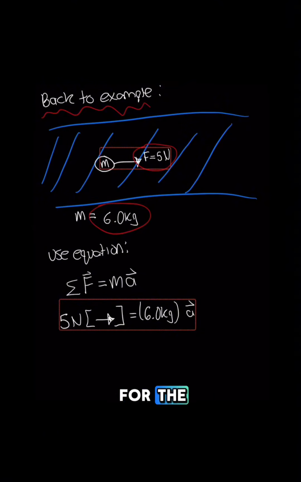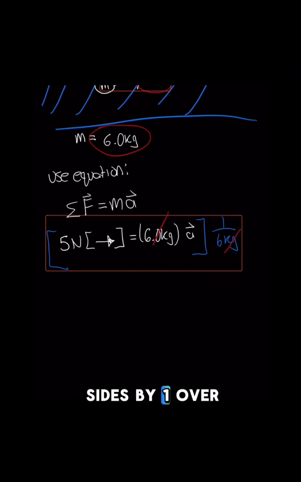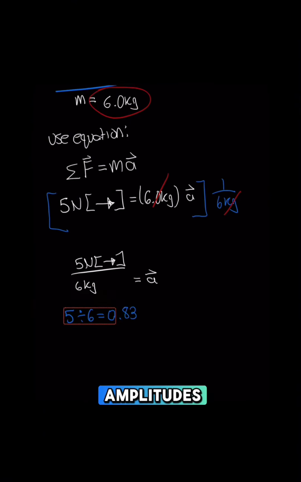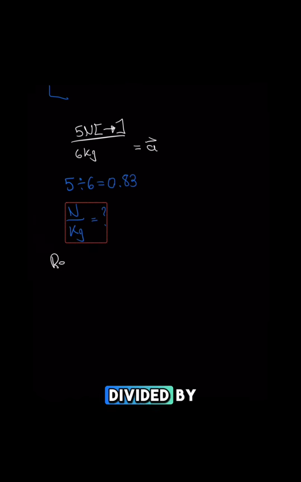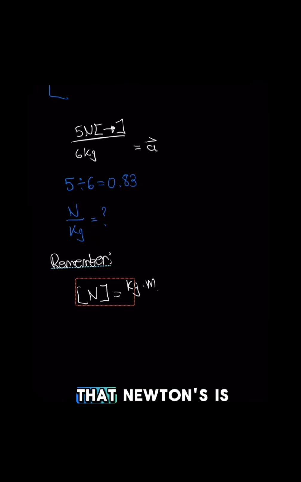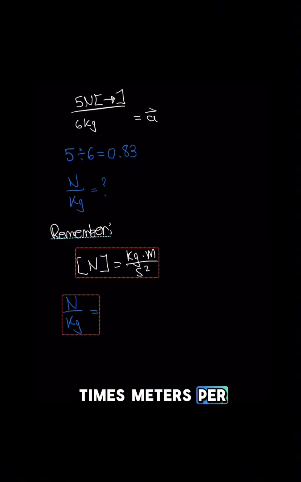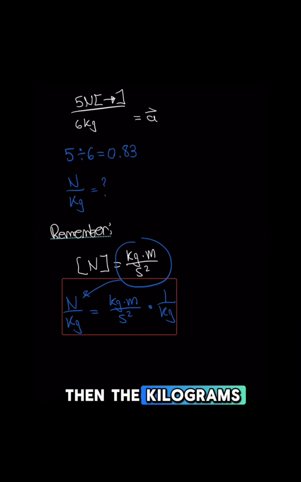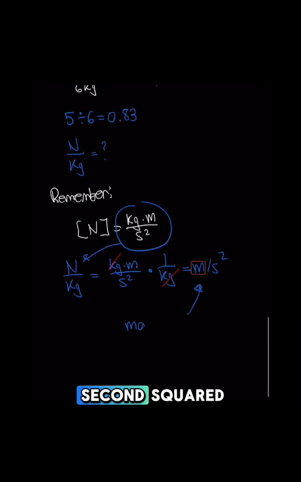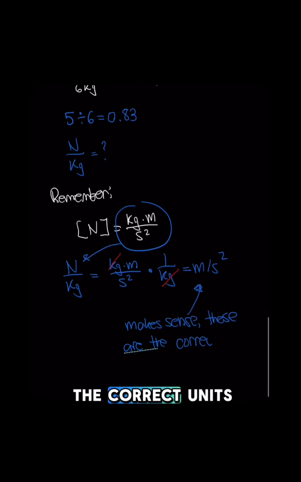So we can isolate for the acceleration by multiplying both sides by 1/6 kilograms, and then we can divide the amplitudes, divide the units. But what is newtons divided by kilograms? If we remember that newtons is equal to kilograms times meters per second squared, we can plug that in, and then the kilograms cancel, and it leaves us with meters per second squared, which makes sense because these are the correct units for acceleration.